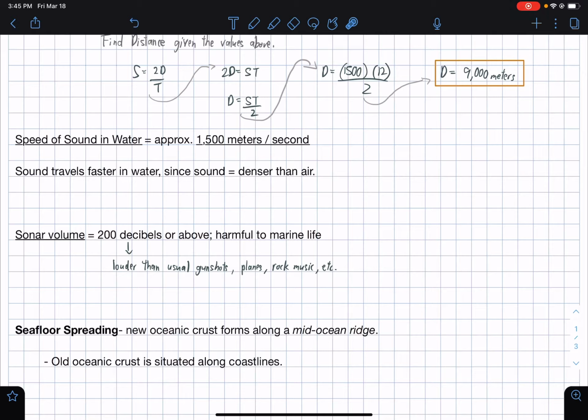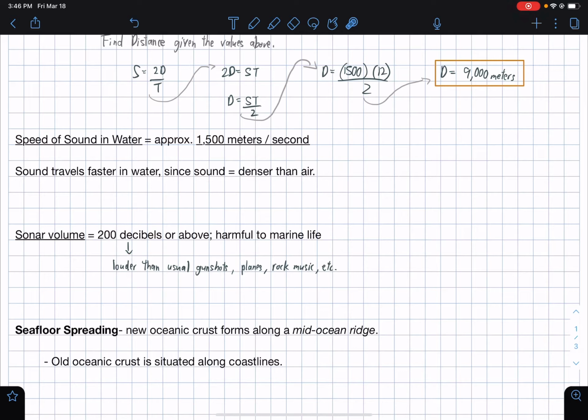In terms of the speed of sound in water, it's approximately 1,500 meters per second. Sound travels faster in water because water is denser than air. And in terms of the sonar volume, it is 200 decibels or above, or higher, which makes it harmful to marine life since it's louder.